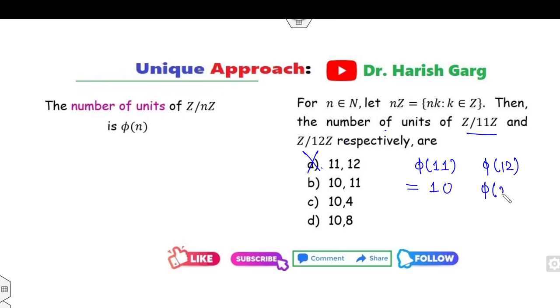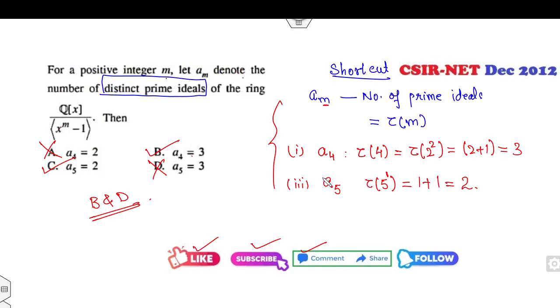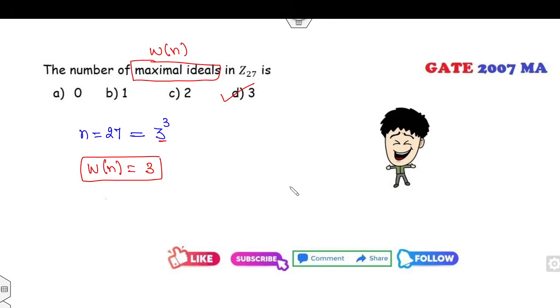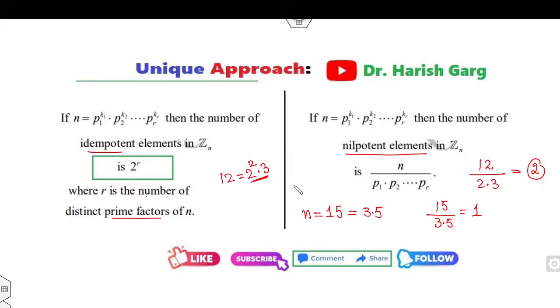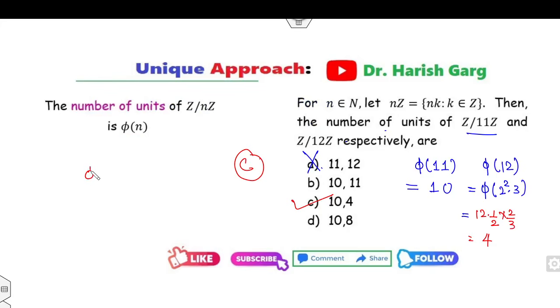Phi of 12, I can write as 2 square into 3. Fine. And for 2 square into 3, this number is 12 into 1 minus 1 over 2 into 1 minus 1 over 3. That is my 4, is the right answer. So C is my correct answer. Phi of 12 I already computed. Okay, let me do it for you. Phi of 12 is 2 square into 3. Phi is the Euler function.